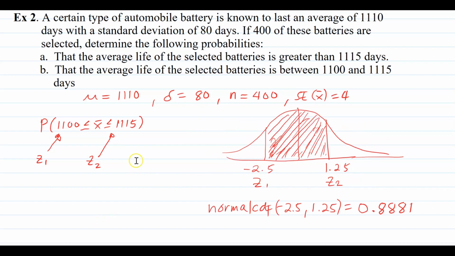Now that we have the Z values, we can draw the normal curve and locate Z1 negative 2.5 and Z2 positive 1.25. And to find this area, we will use normal CDF from negative 2.5 to 1.25. And this gives us the area of 0.8881. So therefore, the probability that the sample mean X bar is between 1,100 to 1,115 days is equal to 0.8881.